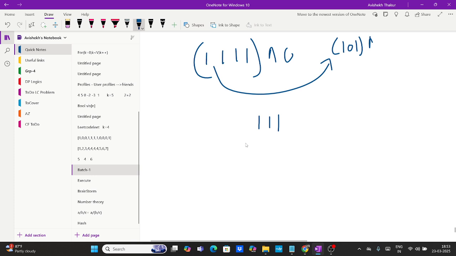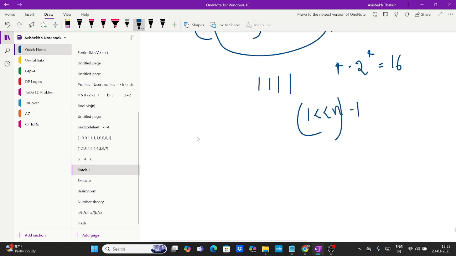But this is 7, right? Let's say this is 15 actually. Complete. Let's say there are 4 bits, right? 4 means how much? 2 power 4, which is 16, correct? So you can simply write 1 left shift n minus 1. I hope I have told you this.